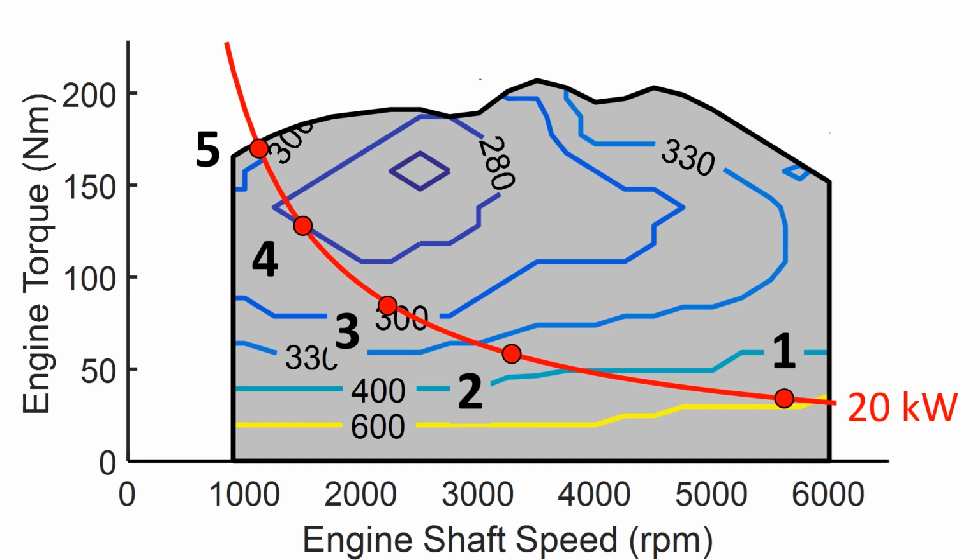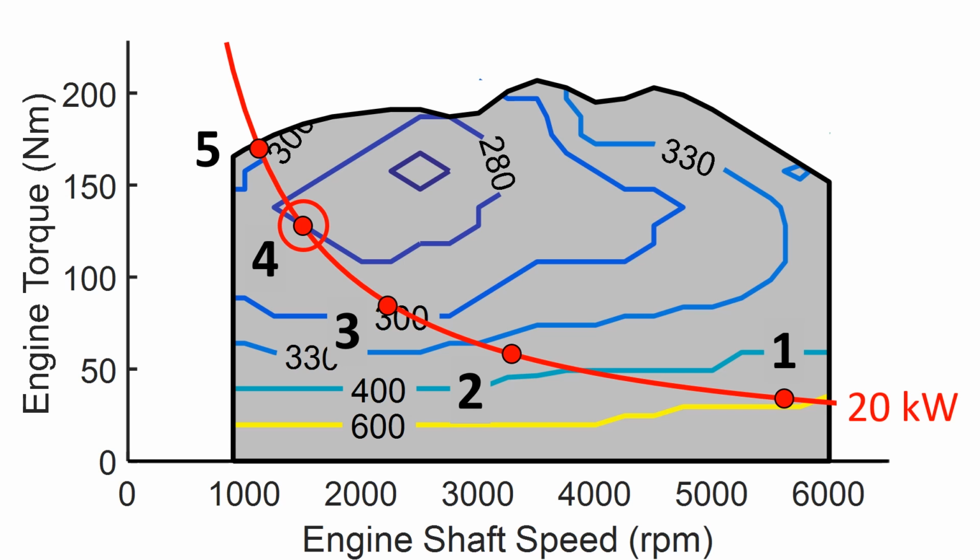By reading the specific fuel consumption contour and interpolating, we see that the gears lead to the following specific fuel consumption. Gear 1 almost 600 grams per kilowatt hour, Gear 2 about 350 grams per kilowatt hour, Gear 3 300 grams, Gear 4 280 grams, and Gear 5 300 grams. In this driving situation, Gear 4 leads to the lowest fuel consumption, which is 280 grams per kilowatt hour.